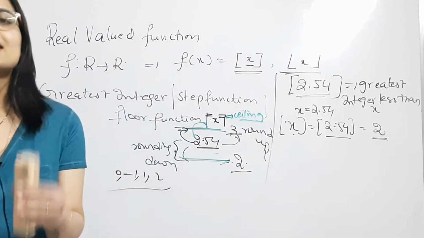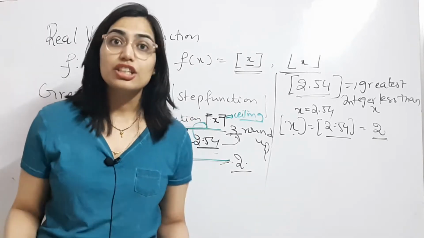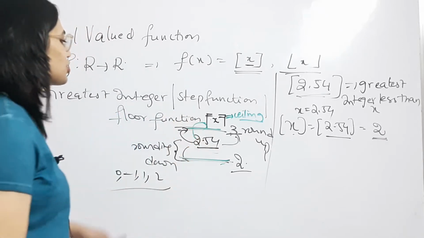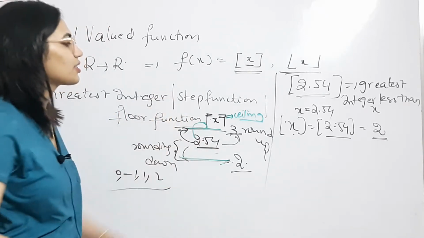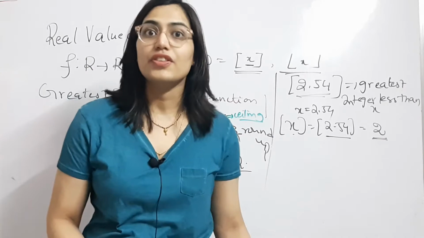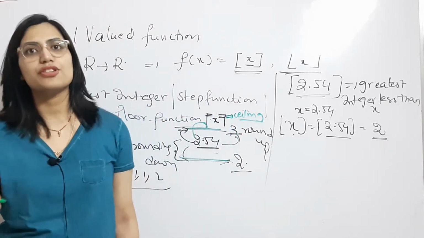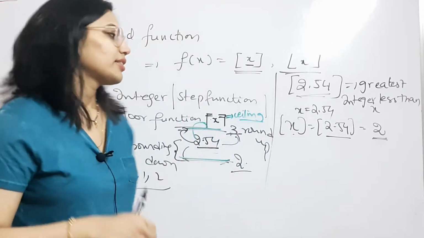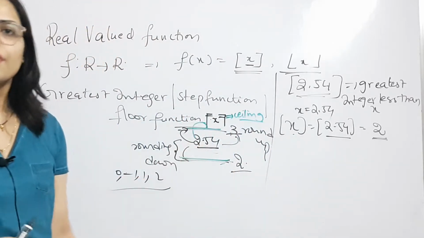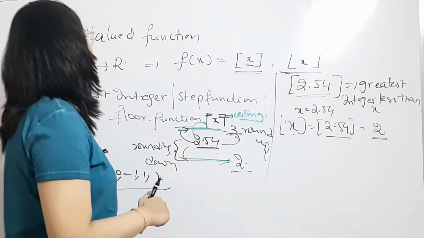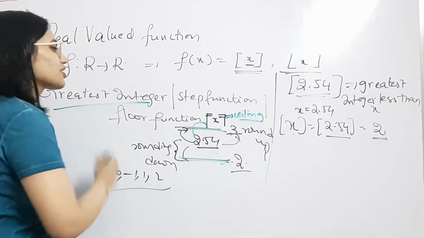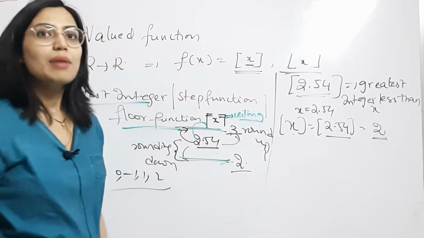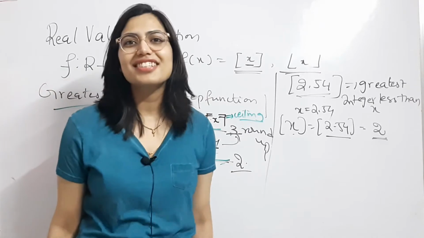Okay. This is the fundamental difference that you need to understand in order to differentiate the greatest integer function from the ceiling function. We are not rounding up the value in the case of the greatest integer function. We are rounding down the value. That is the reason why it is called the greatest integer function, or the floor function. But why are we calling this a step function?